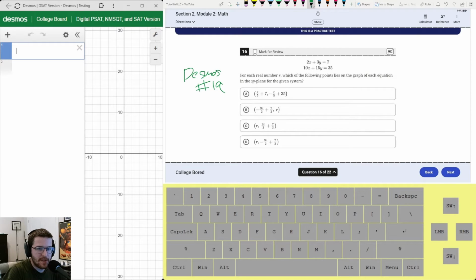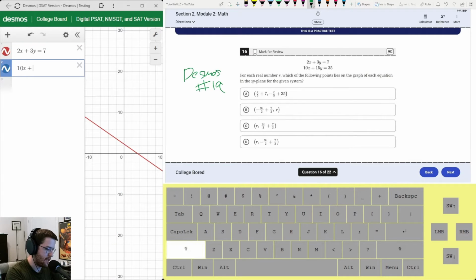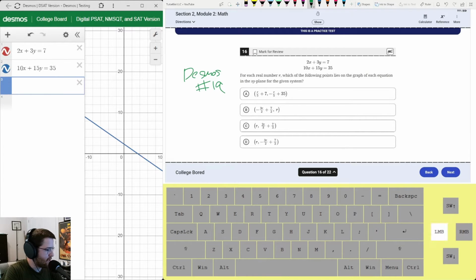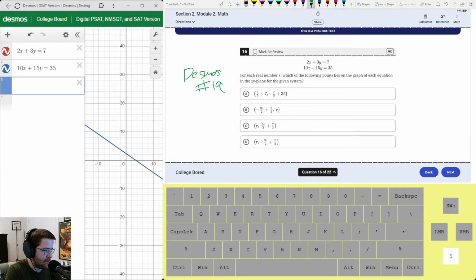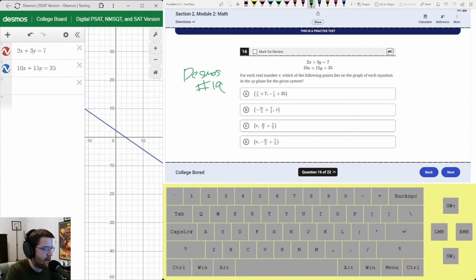All right, so let's see here. First, I'm going to type in 2x plus 3y equals 7. Then I'm going to type in 10x plus 15y equals 35. And you see they're the same line, so it kind of doesn't matter that there's 2 of them. It's just one line. Now I'm going to type in the answer choices.